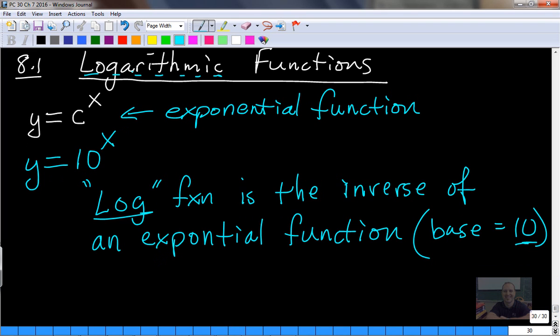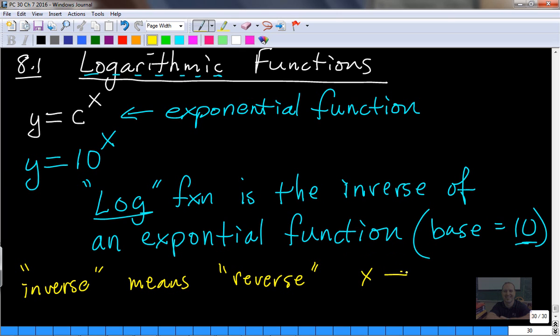Now, inverse. Okay, if you think about inverse, do you guys remember in previous lessons what's the other word that rhymes with inverse that helps us to remember how we determine an inverse function? Yes, reverse. Inverse means reverse. So that's something that we've talked about before. Inverse means reverse, for those of you that need the reminder. And of course, we're reversing x and y. That's how we do that.